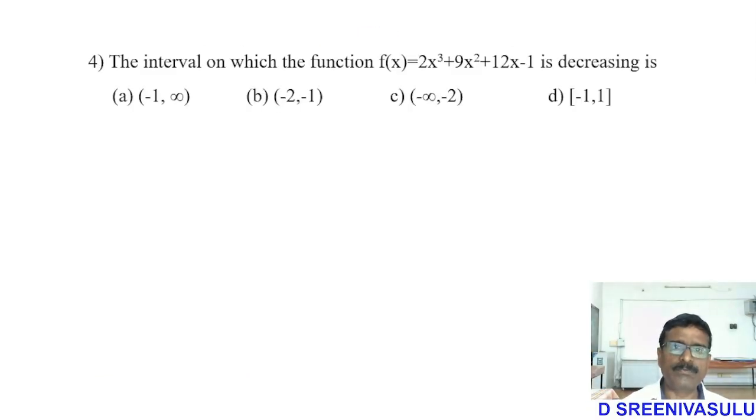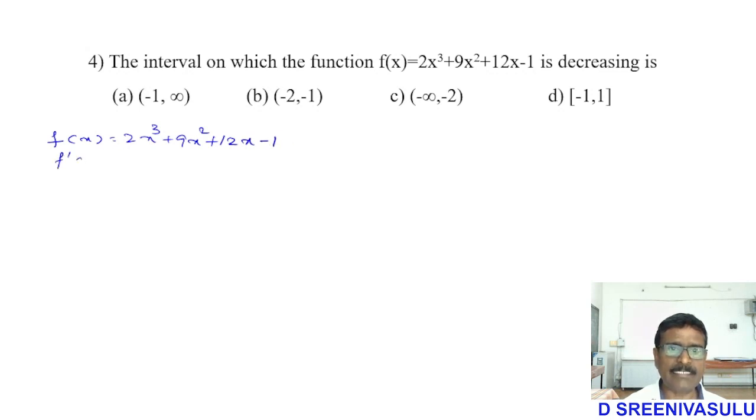Question number 4. The interval on which the function f of x is equal to 2x cubed plus 9x squared plus 12x minus 1 is decreasing. In which interval it is decreasing we want to find out. What is given? Given f of x is equal to 2x cubed plus 9x squared plus 12x minus 1.